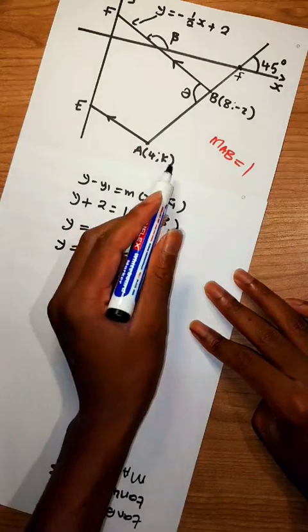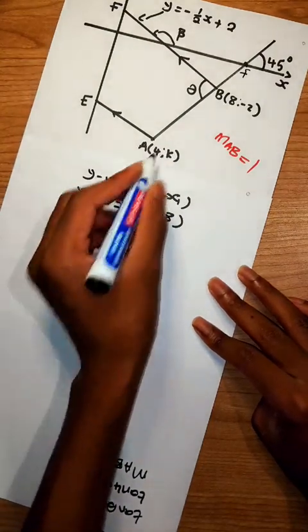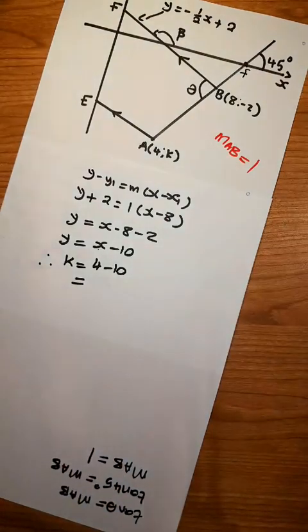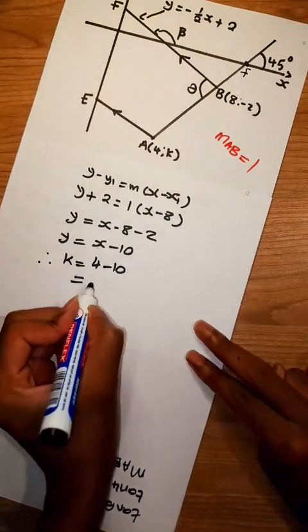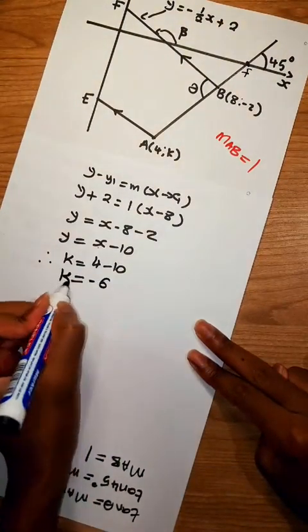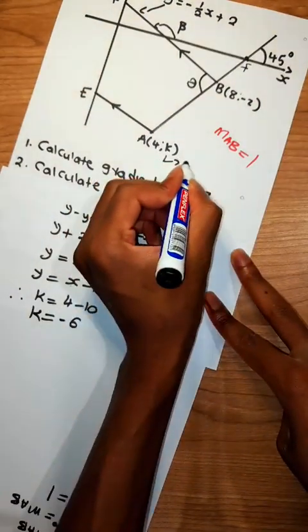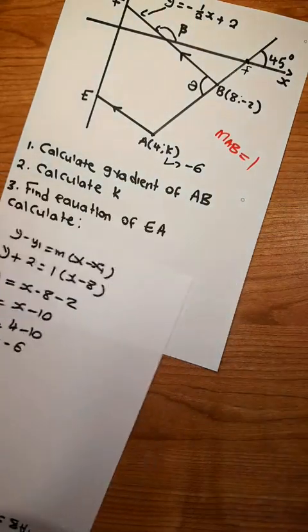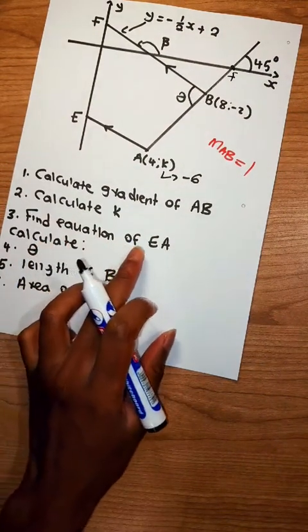So I want to find the value of k. Therefore, the value of k will equal, when x equals 4, 4 minus 10. Please use your calculator, because you guys don't use your calculator and you get wrong answers. You'll find that this is going to be minus 6. So k is minus 6. So I immediately come here and say, well, k is actually minus 6, right? Add in that information. Now let's actually look at the next question. The next question said we need to find the equation of EA, right?